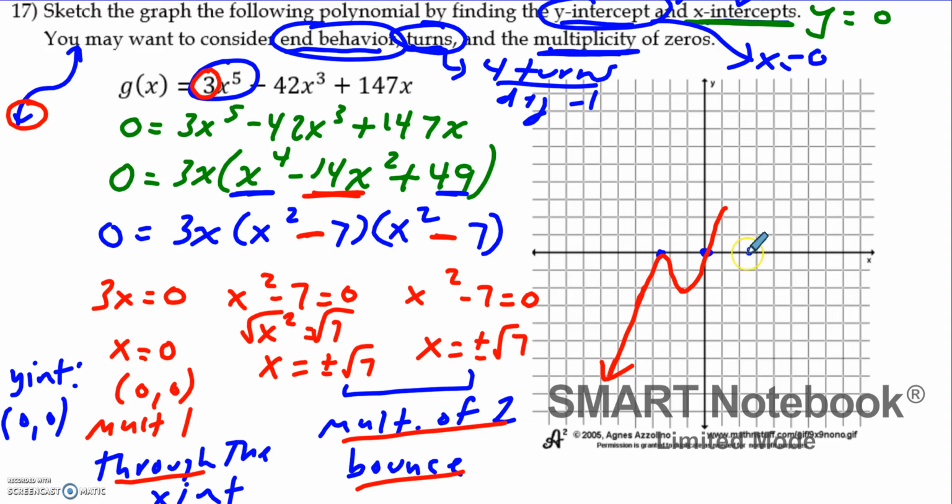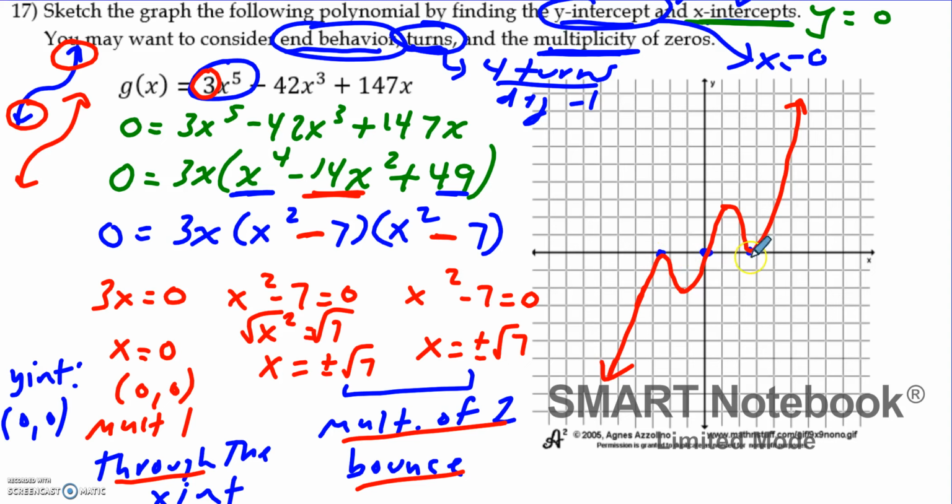We know we need to go through root 7, 0. It also has a multiplicity of 2, which means we're going to bounce off of this one as well, and then we're going to continue our graph forever up, because our graph has to be ending upwards, since I'm going up from left to right. So let's check something else out. Did I have 4 turns? Well, I turned once, twice, 3 times, 4 times. Awesome. Everything seems great. I have 4 turns.